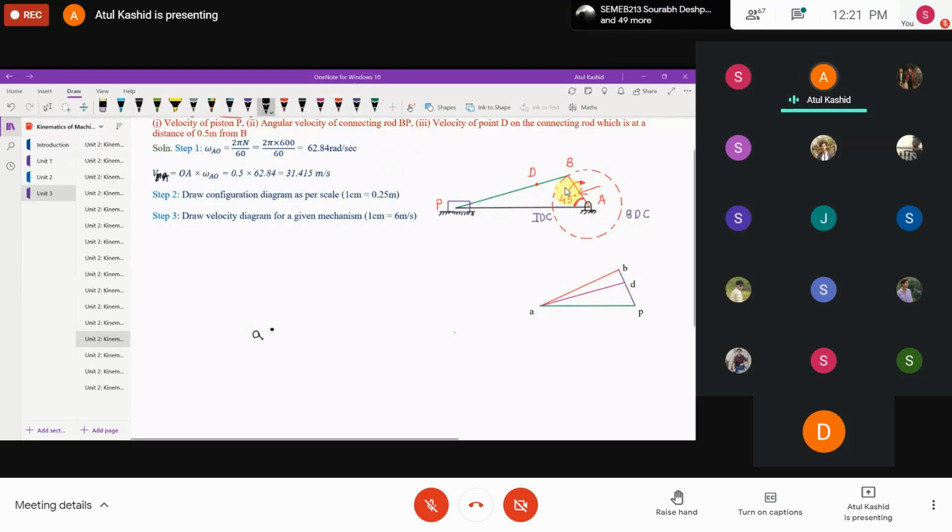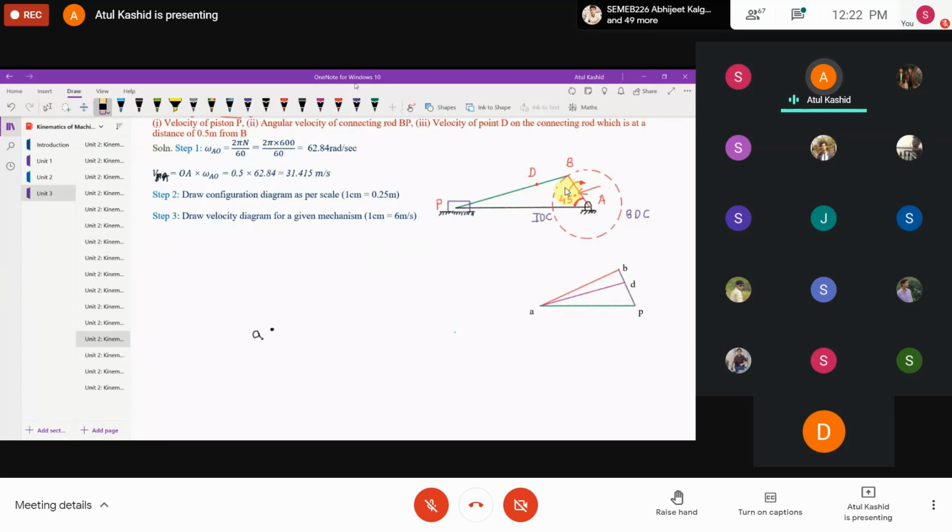Again, whatever scale I'm taking over here is not compulsory for you to take the same, right? As per your convenience, you can select the scale. Now I've selected 1 centimeter equals 6 meter per second. So that means 31.415 is equal to how many centimeters? This is for the link AB. So this will be 31.415 divided by 6, right? Whatever answer you get will be in centimeter. So find out the length of that crank AB, right?